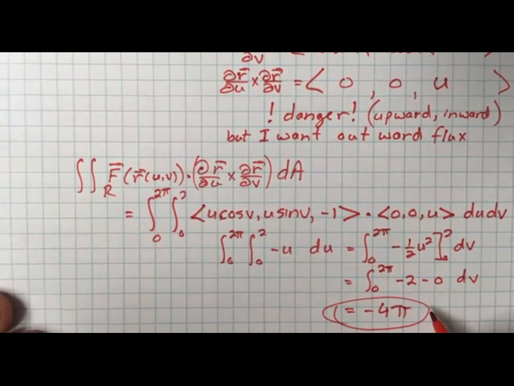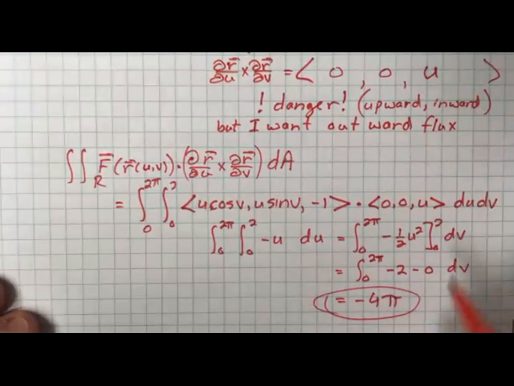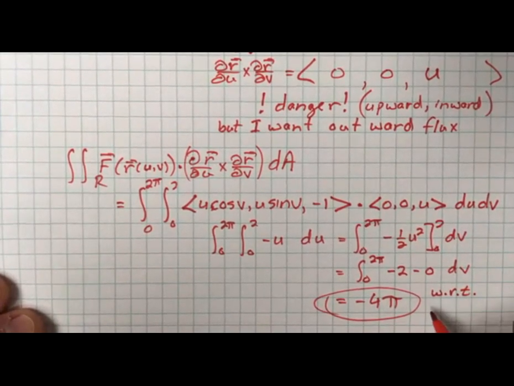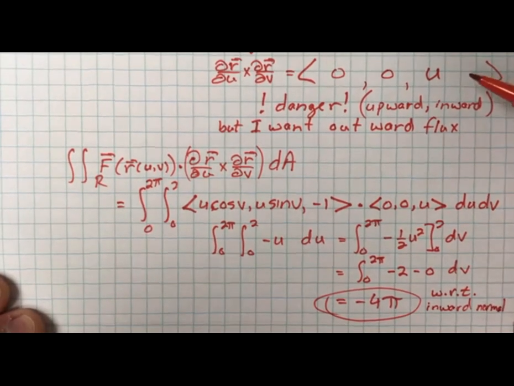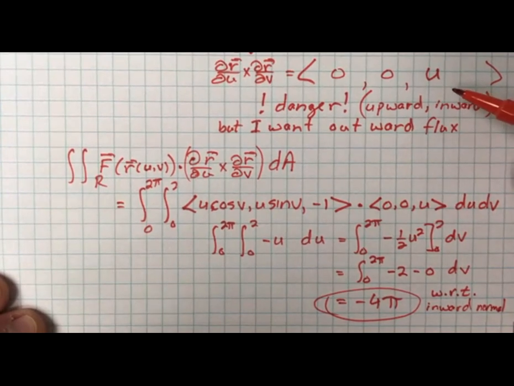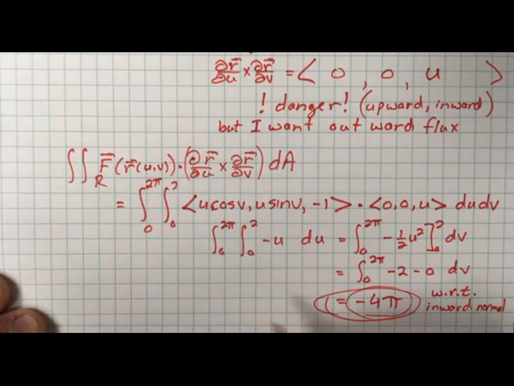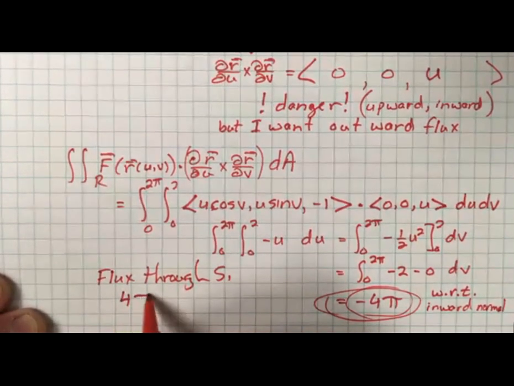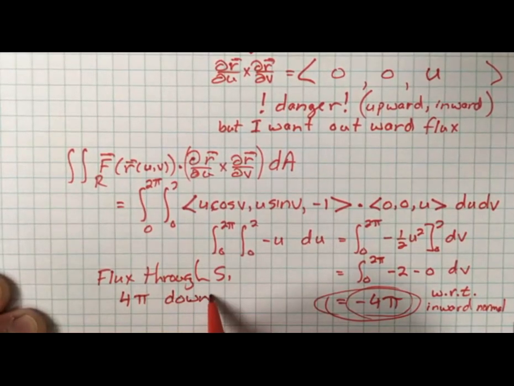Now pay attention to what's happening. That's minus 4 pi with respect to, sometimes people abbreviate with respect to in mathematics, WRT, to save writing, with respect to the inward normal. Because the normal I set up in my calculation was inward. So what's happening on the bottom of that cheese? Field is flowing out of the bottom of that cheese. And the quantity is 4 pi. So I have minus 4 pi inwards, which means I have the flux through S1 of 4 pi, downward with respect to that simple circular disk, outward with respect to the cheese.